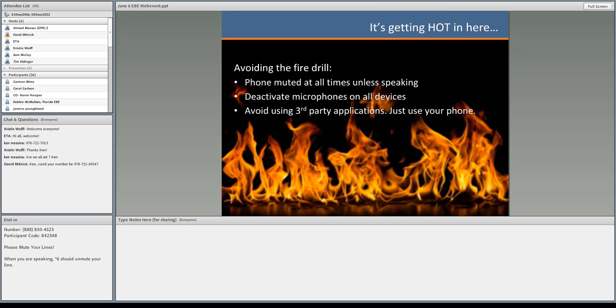We did a great job yesterday of avoiding that so-called fire alarm. We do not anticipate getting it today if we do the same thing that we did yesterday. That is, keep our phones muted at all times unless someone's speaking, and deactivate all microphones and devices that may be in your area or connected to your computer. And then avoid using any third-party applications that may be connected to your computer during the session.